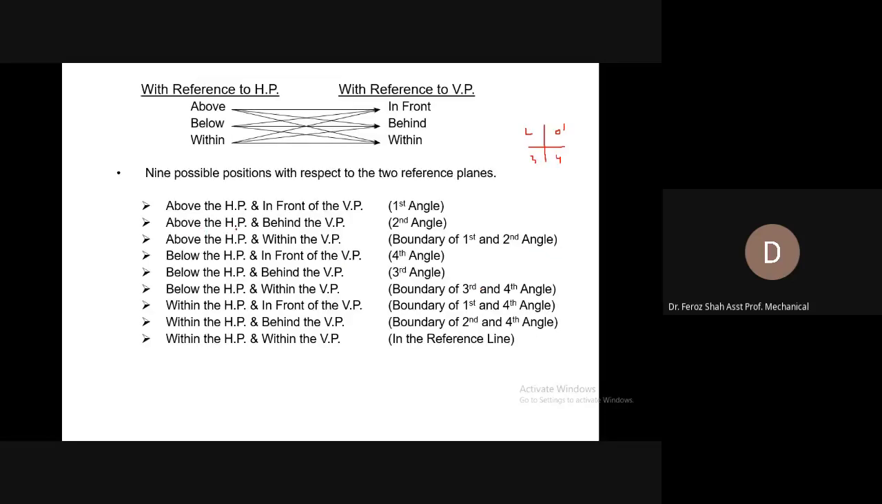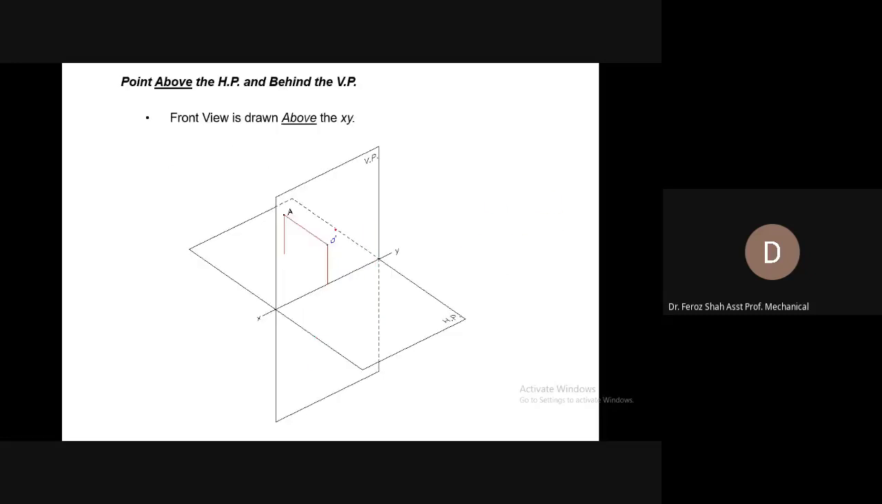The second case: above the horizontal plane and behind the vertical plane. So the second case is above the horizontal plane and behind the vertical plane. Now you can see that the point A is still above the horizontal plane, but this time it is behind the vertical plane and is lying in the second quadrant.